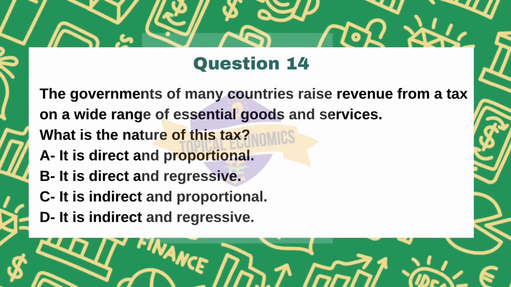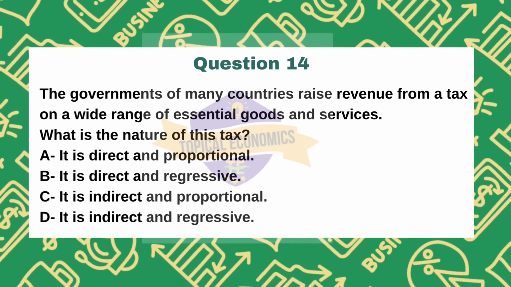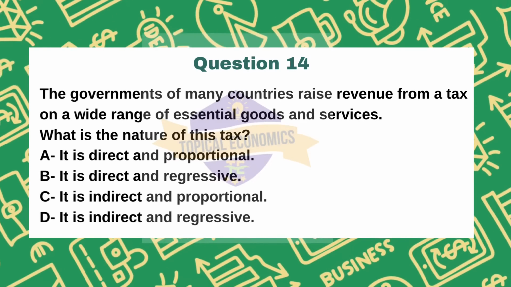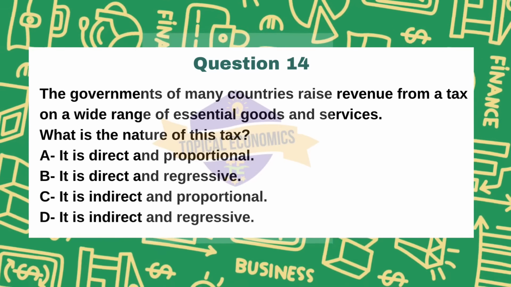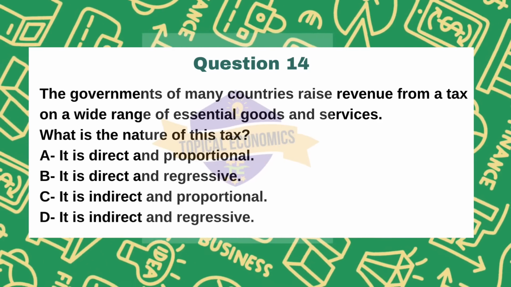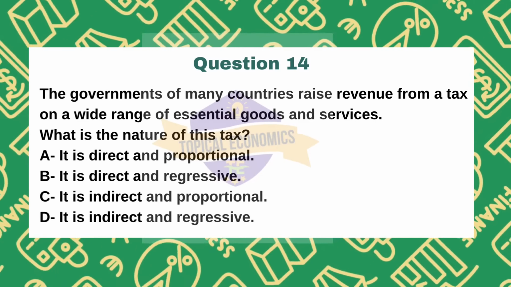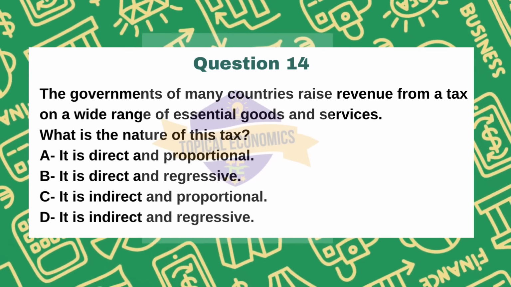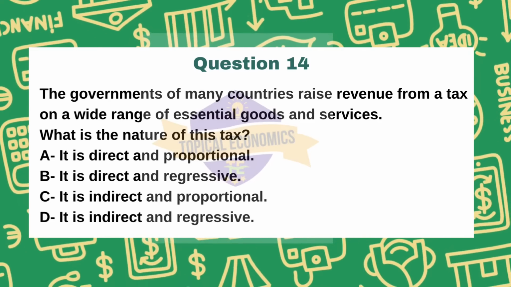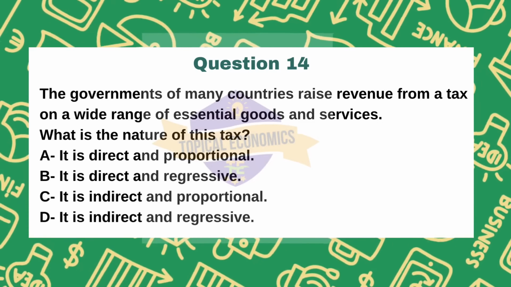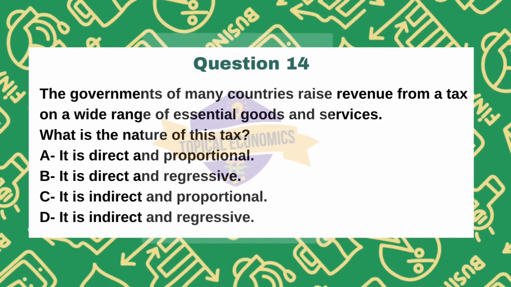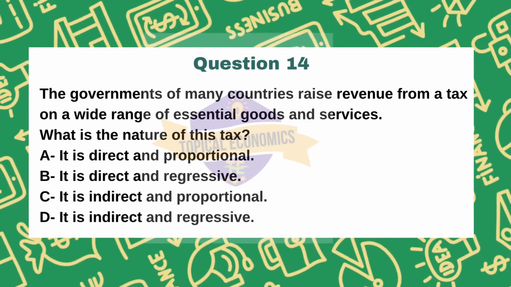Moving to the 14th question. The governments of many countries raise revenue from a tax on a wide range of essential goods and services. What is the nature of this tax? A. It is direct and proportional. B. It is direct and regressive. C. It is indirect and proportional. D. It is indirect and regressive. The correct answer for this question is option D. It is indirect and regressive.